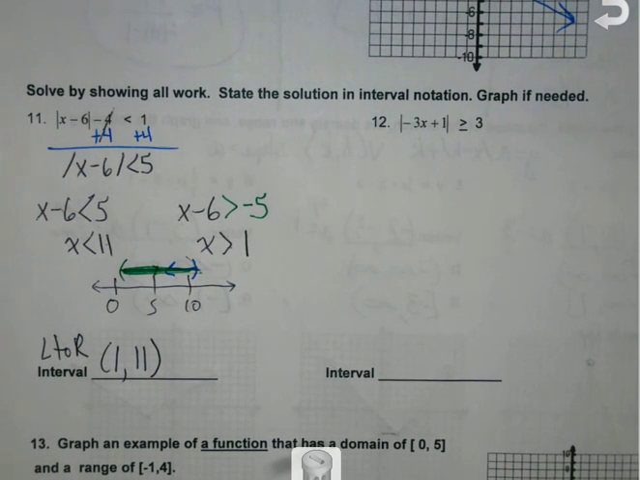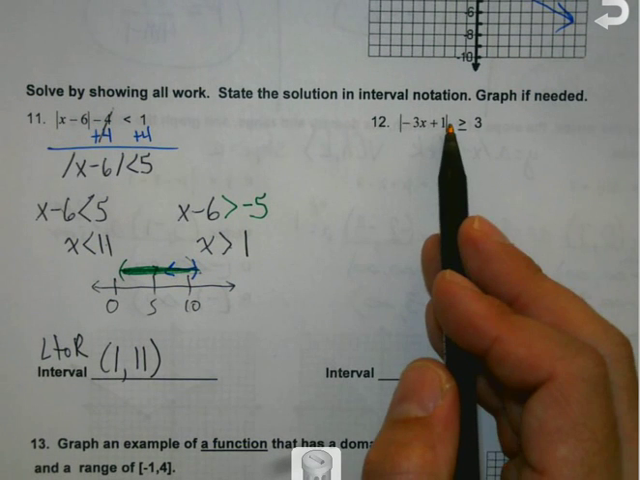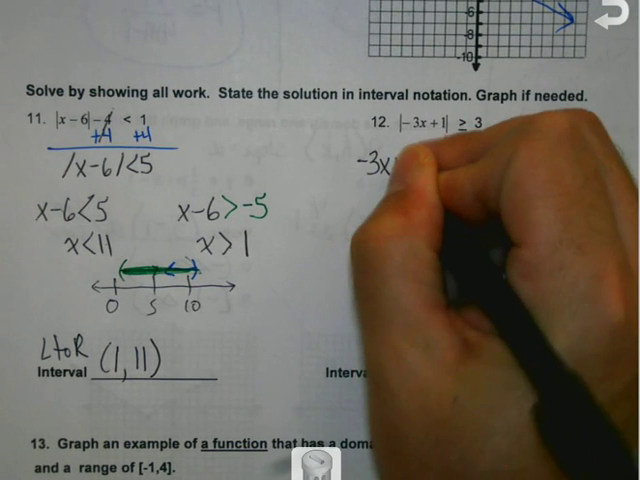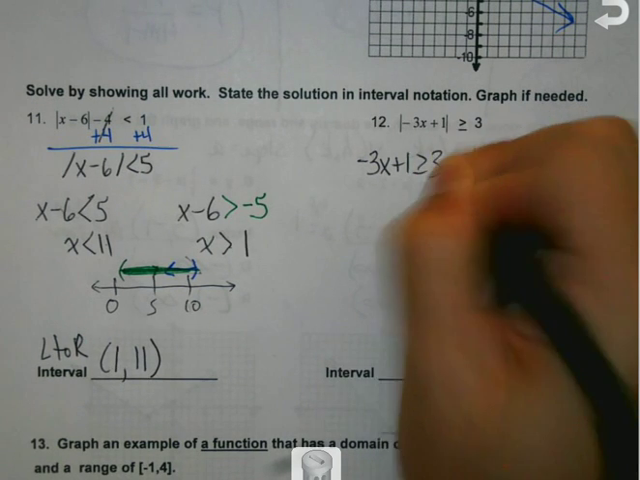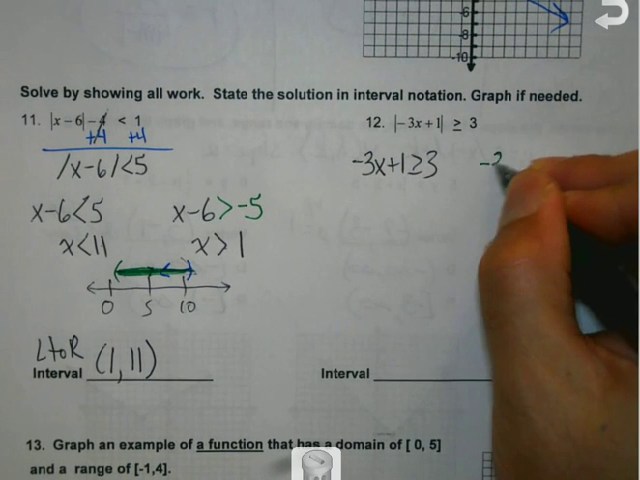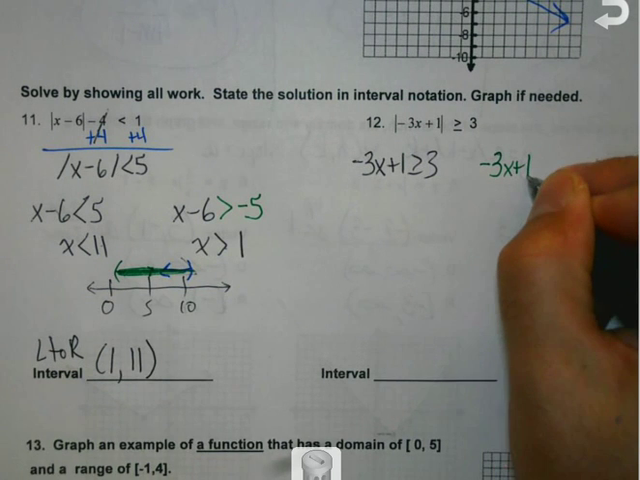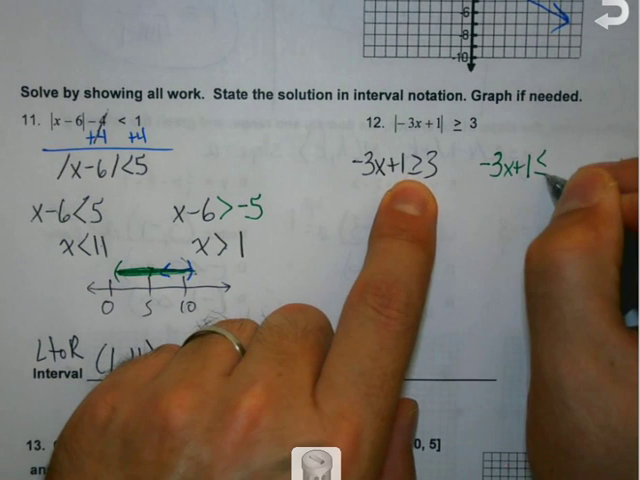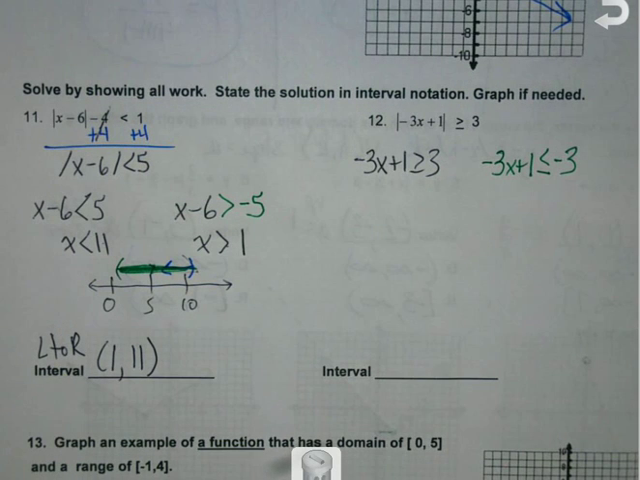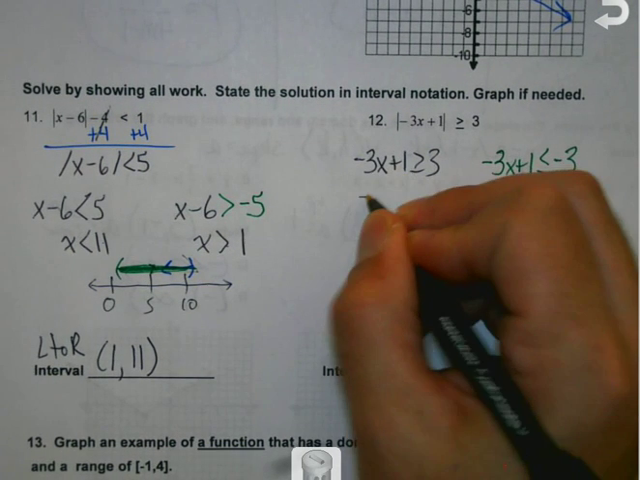Now, 12, already by itself, good deal. So rewrite it for the first one. And again, I got to have both of these. If I lose one of them, I'm missing half the problem. For the second one, again, flip the arrow, change the sign. And I go through my process. So I'll minus the 1 over.